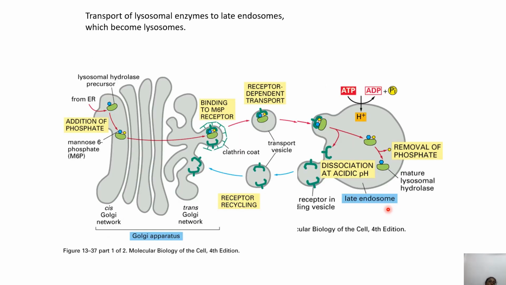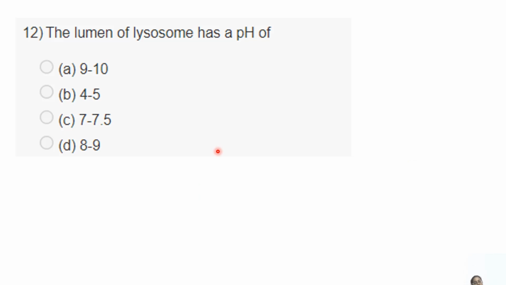And transfer of lysosomal enzymes to late endosomes, which become the lysosomes. That is also what is shown over here. Receptor cycling, receptor-dependent transport, binding to the mannose 6-phosphate receptor. So coming back to the question that we started with, the lumen of the lysosome does have a pH of 4.5 to 5. Anybody having any question or doubt in this question? Then ask me. We'll wait for 2-3 minutes and then move on to the next question for today.